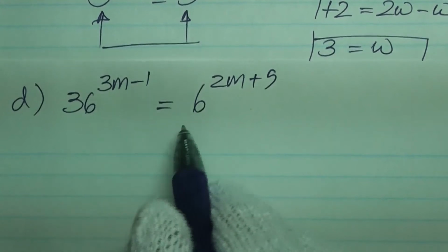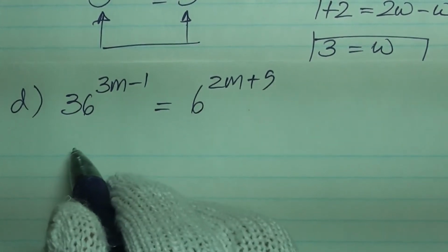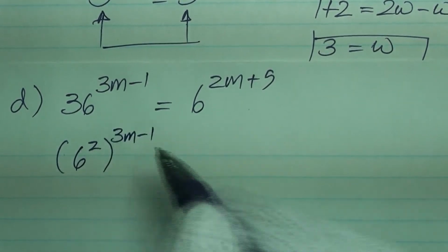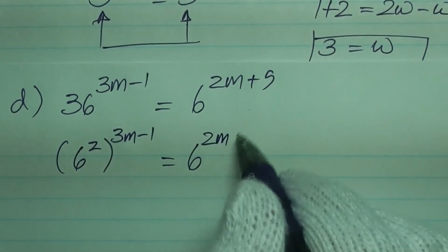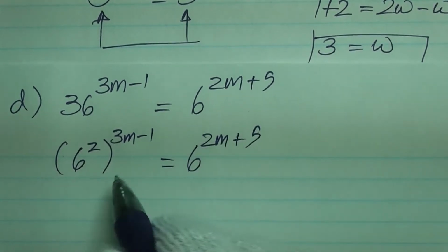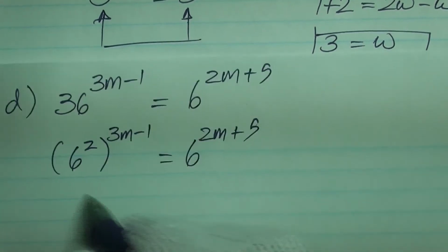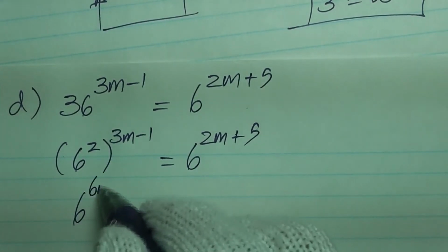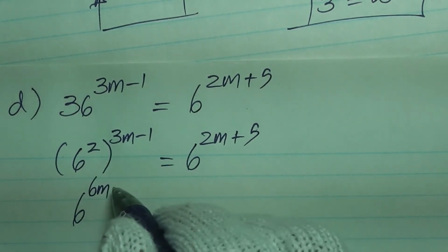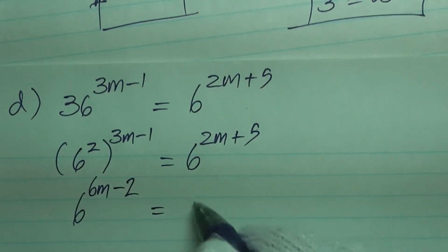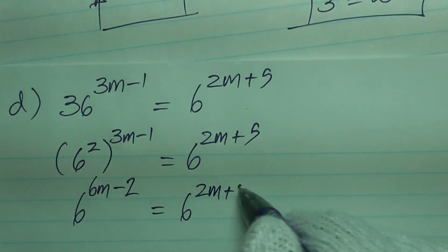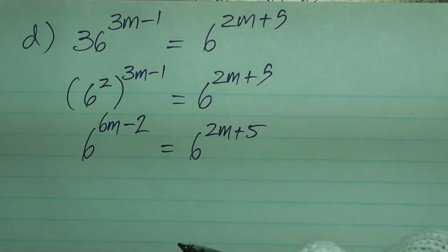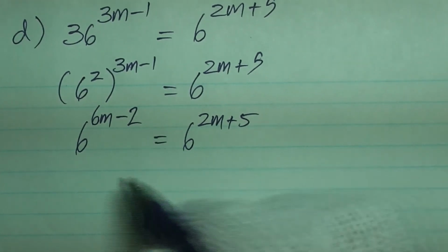Alright, I can write 36 as a power of 6. Six squared is 36. This is going to give me 6. 2 times 3m is 6m. 2 times negative 1 is negative 2. And just like in the other examples, my bases are equal.